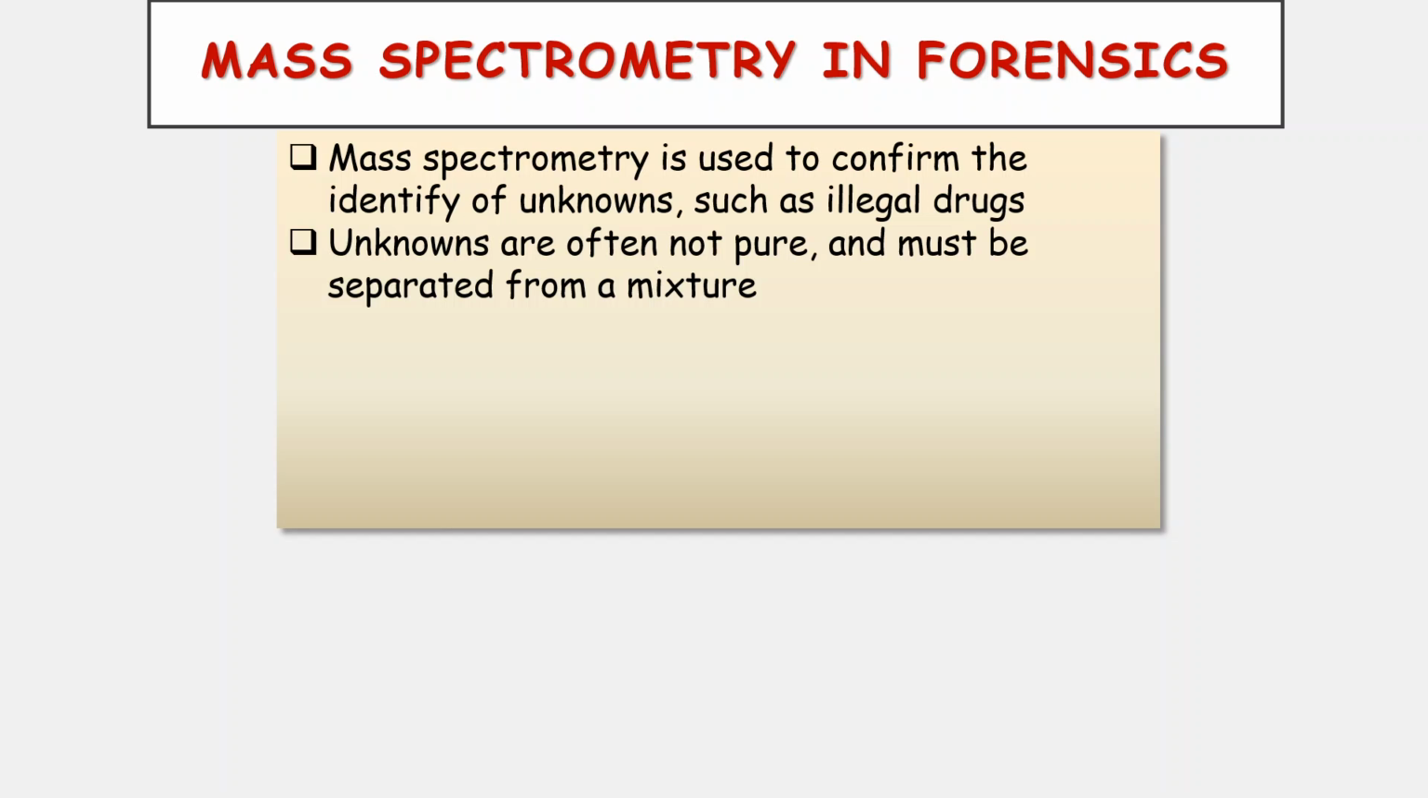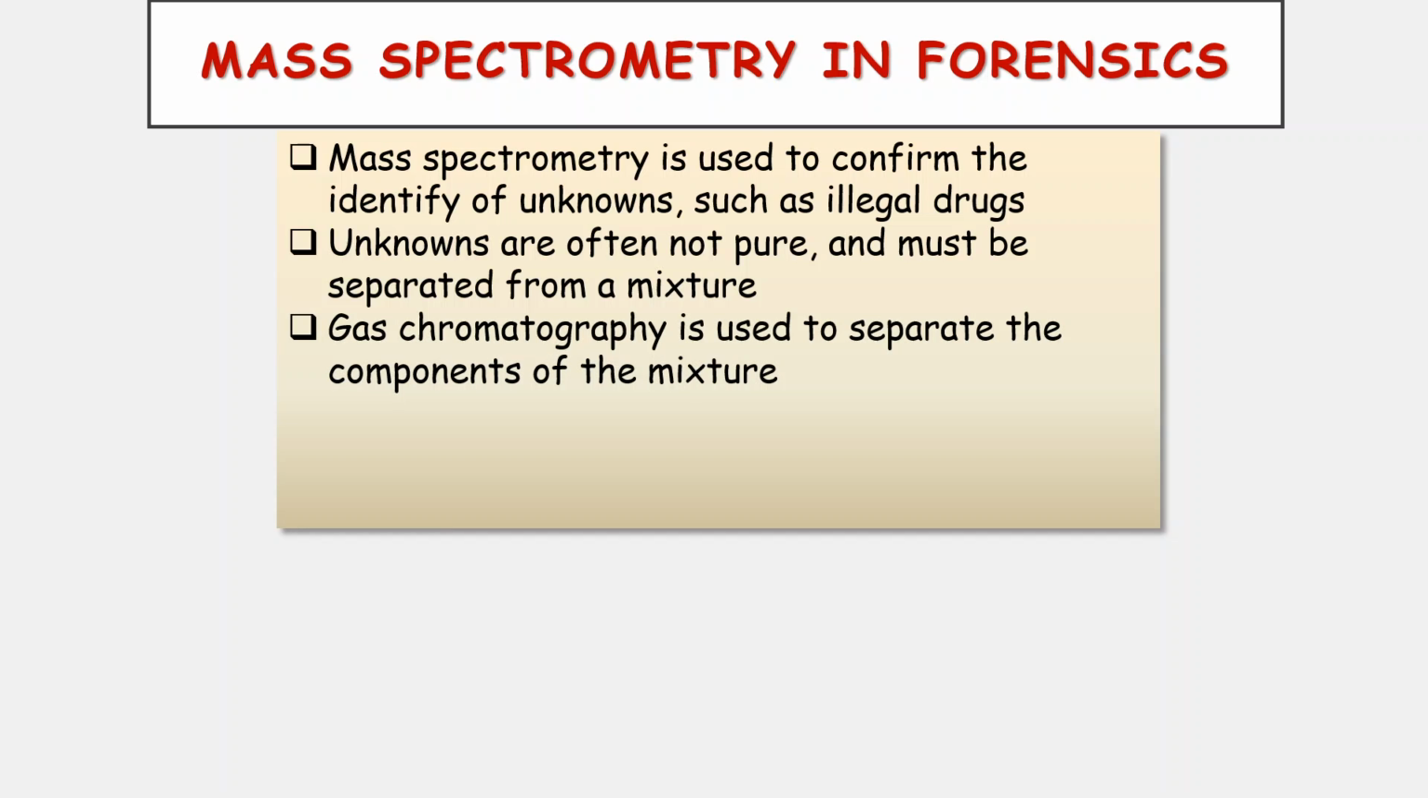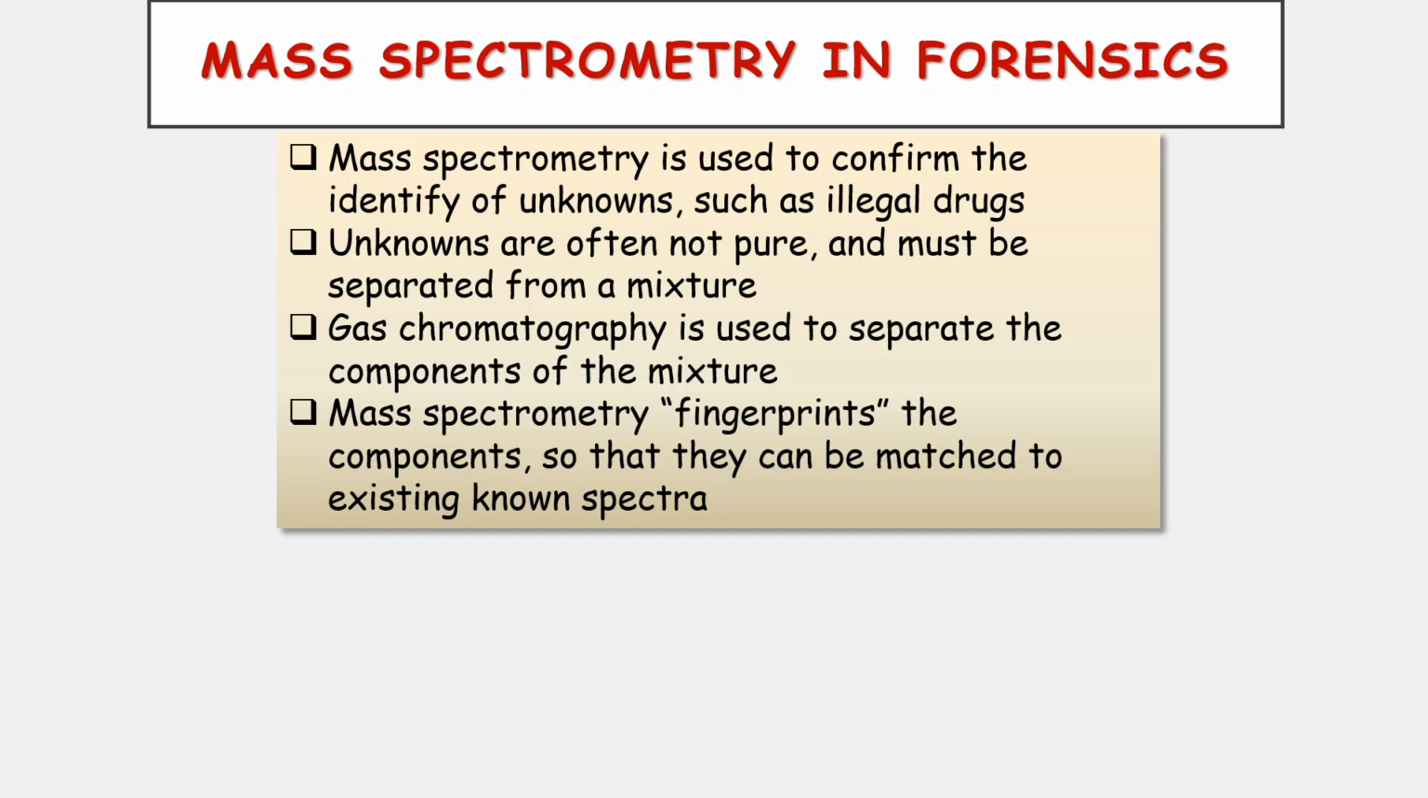Now, most of the time when forensic scientists collect samples, they're not pure, and so they've got to be separated from a mixture that's been formed. Gas chromatography is something that allows chemists to separate those components of the mixture, right? So then you get these different readouts so you can break it apart. Now, mass spectrometry gives fingerprints. These are the components so that they can be matched with existing known spectra, right?